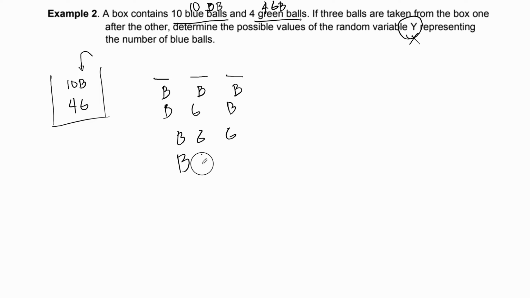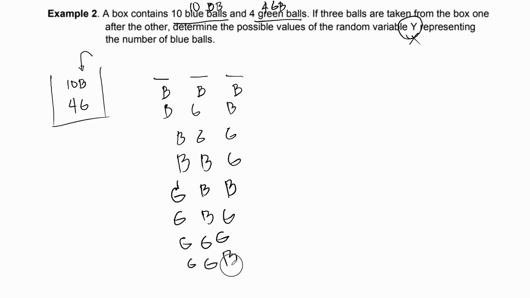Pwede din siyang B, BG. Okay? Pwede din namang green ang mauna. Tapos blue, blue. Tapos green, blue, green. Tapos pwede din siyang tatlong green, di ba? Or pwede rin siyang maging GGB. Okay?